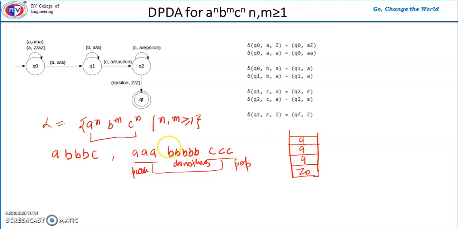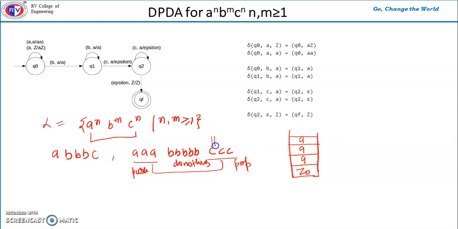Then after A, B comes. Any number of B comes, and we do not perform any operation. When we read B, the top of the stack will be A, because before B, A will be there. So the top of the stack is A, we are not performing anything, let it be like this. Second B, the top of the stack is A, don't do anything. Third B, the top of the stack is A, don't do anything. Like that, for any number of B we read, the top of the stack is A, so we perform no operation. And then once the B's are over, C comes.